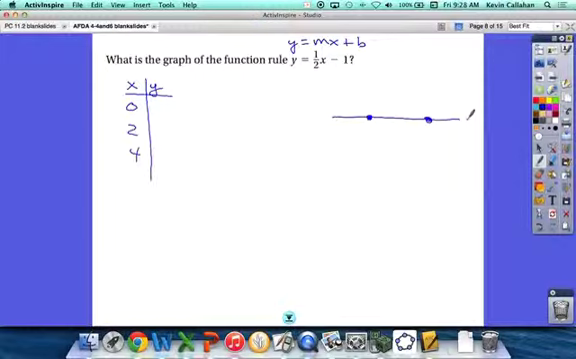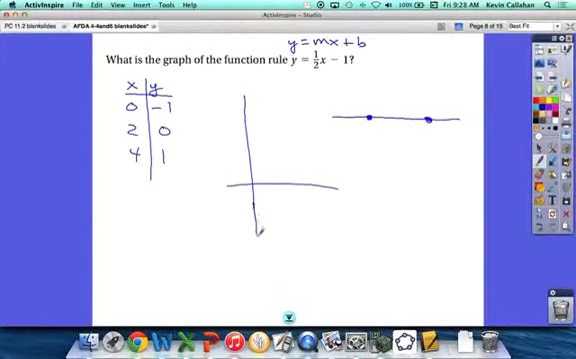Let's plug in 0. What is the value of y? If you plug in x equals 0, what is y? -1, right? 1/2 times 0 minus 1 is -1. Plug in 2. What do you get? 0. Right? 1/2 times 2 is 1. 1 minus 1 is 0. Okay, plug in 4. What do you get? 4 times 1/2 is 2. 2 minus 1 is 1. So you're going to graph those 3 points.